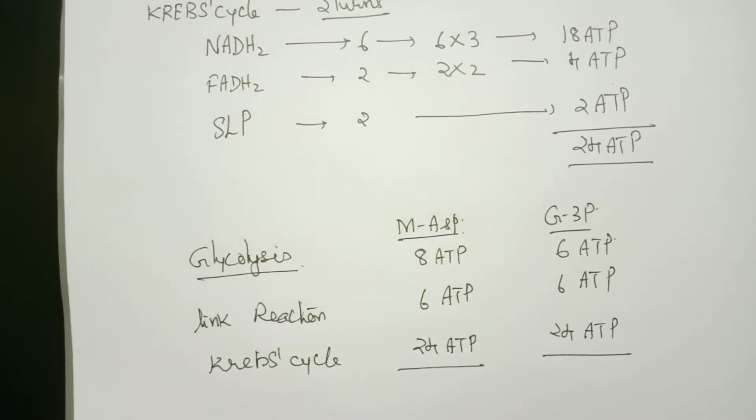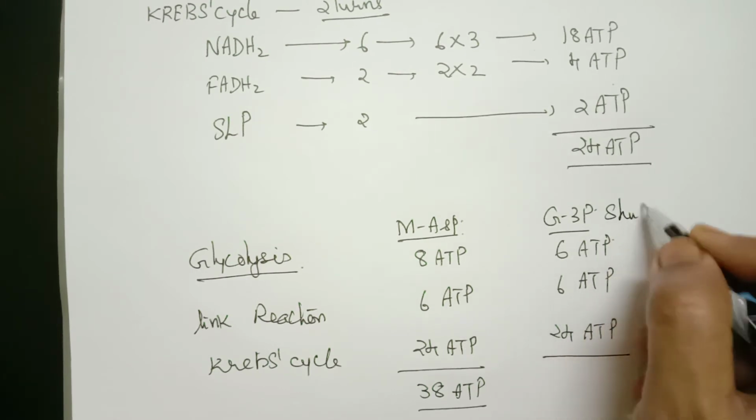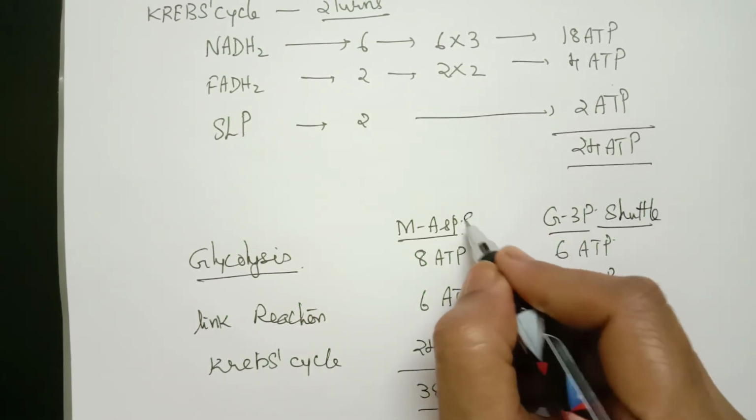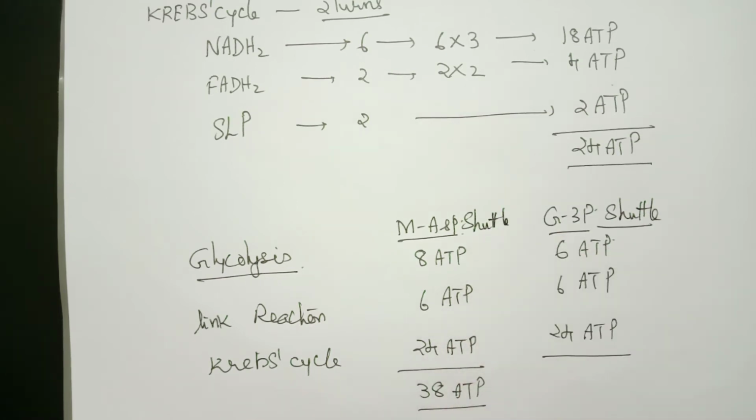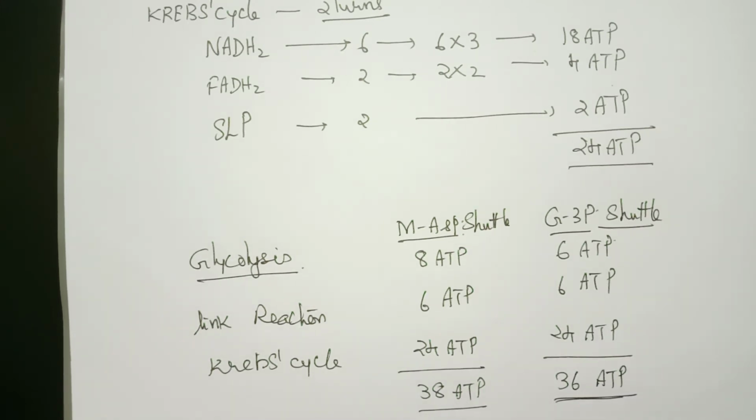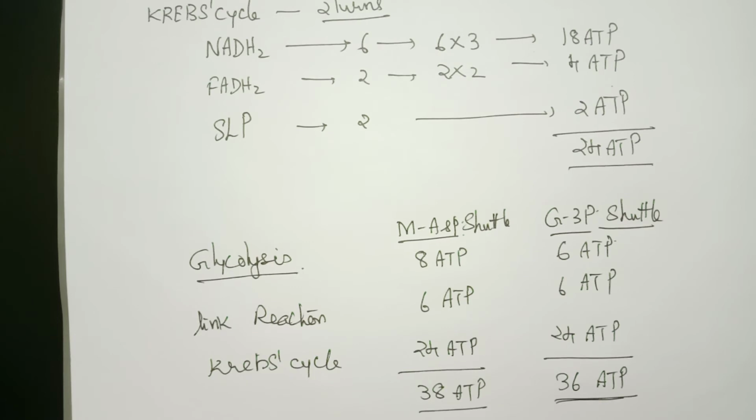Now, if we total it up, if it is malate aspartate shuttle, we are getting 38 ATP. If it is G3P shuttle, we are getting 36 ATP. So that's how during aerobic respiration of 1 glucose, we get either 38 or 36 ATP. This is called the balance sheet of aerobic respiration.